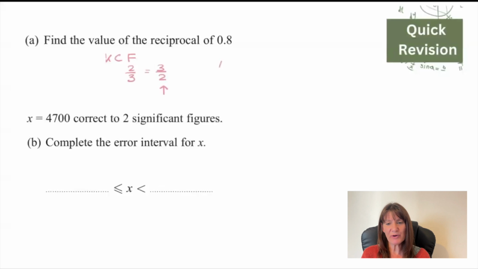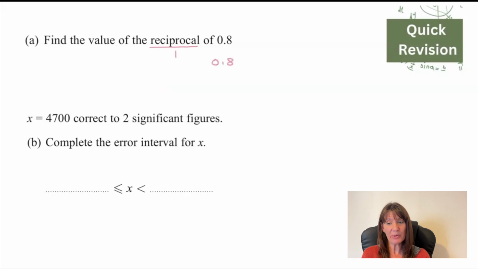So what do we do if we've got a whole number? Let's say we've got 4. We can't flip it because it doesn't look like a fraction. But to turn it into a fraction, all we have to do is put it over 1. So you put it over 1 and you flip it. You've done the reciprocal. So you can think of the reciprocal as over 1.